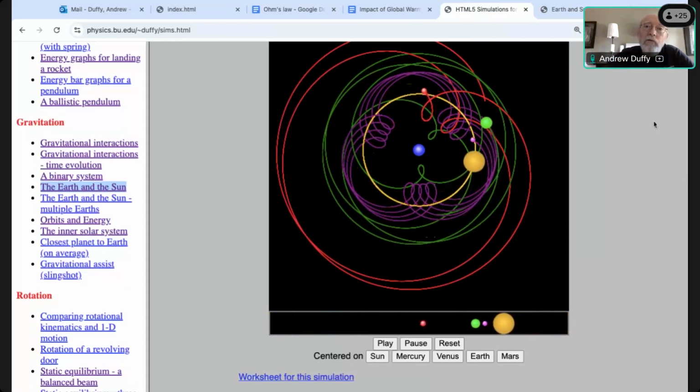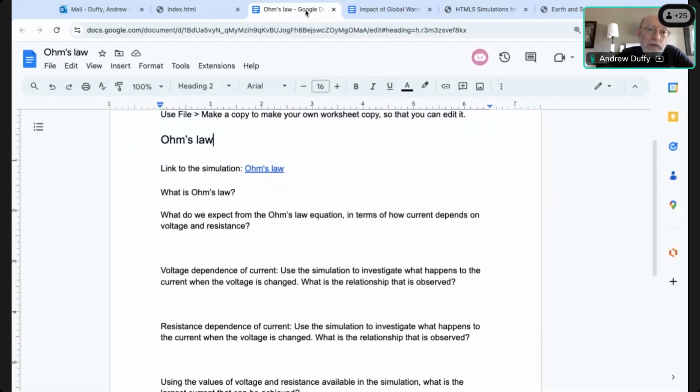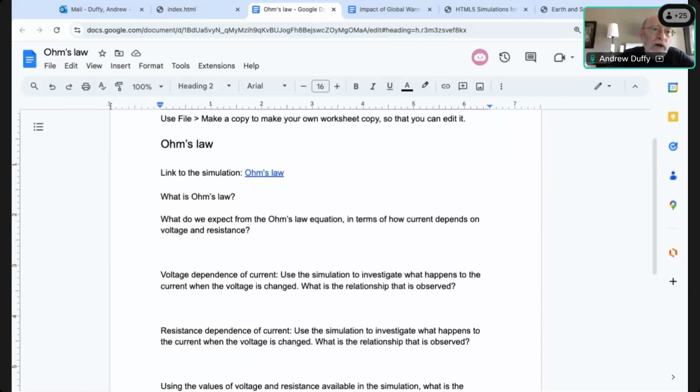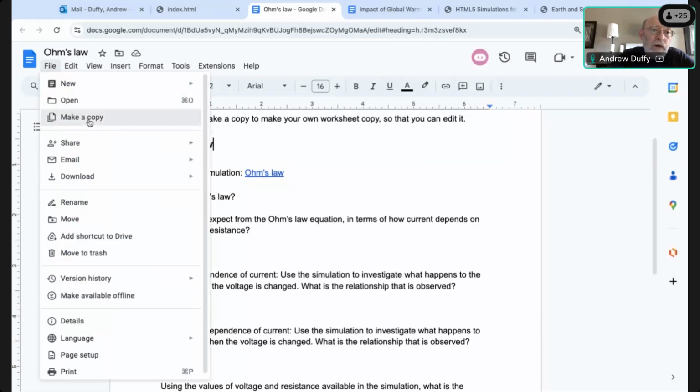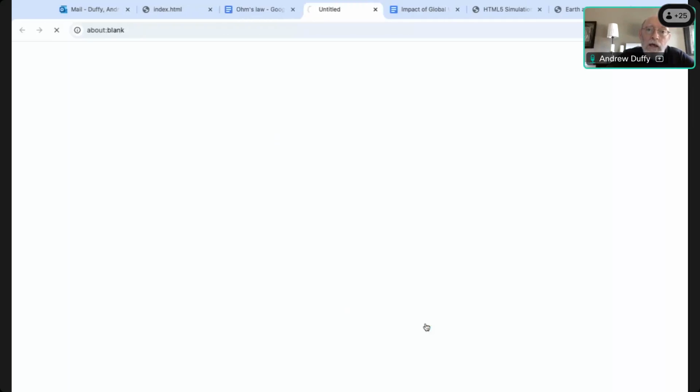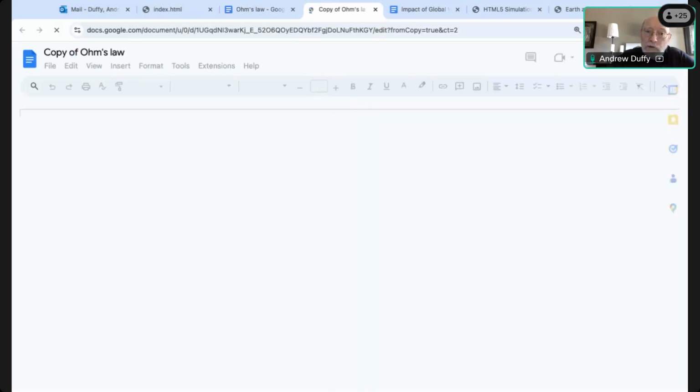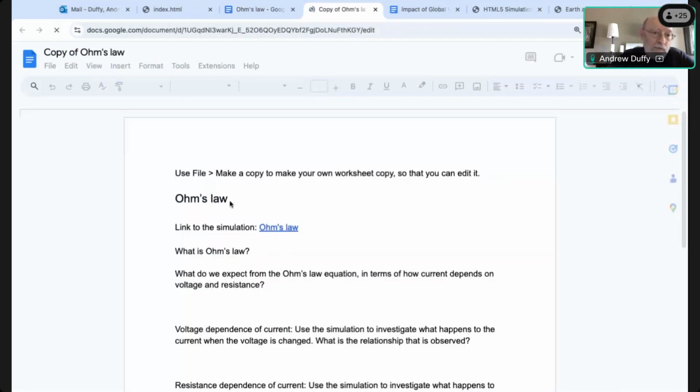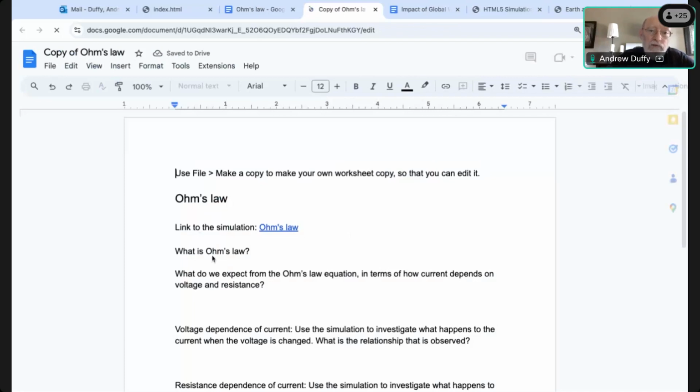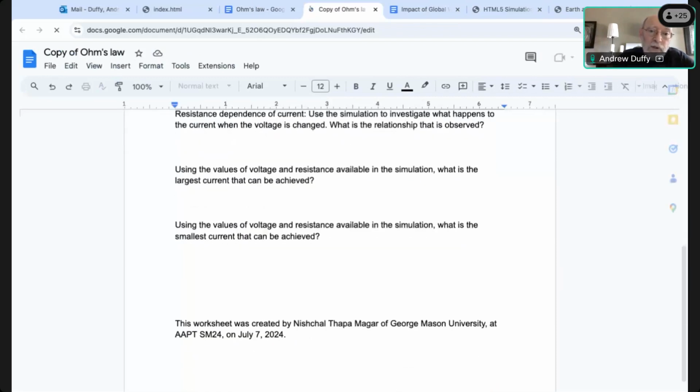Yep. So this is what I do, and this is what I encourage anybody who wants to do it to do. Don't start from scratch. I always start with something like this. Of course, starting from scratch is not hard either. But what I would do here is I would do File, Make a copy on just a random sheet. And then I get my own copy, and I can edit that. I can now change this to be whatever I want, right? It doesn't have to be on Ohm's law anymore. It could be on some projectile motion simulation. So I'll change the title, I'll change questions, I'll change the link, and then you get a new worksheet to go with a different simulation.